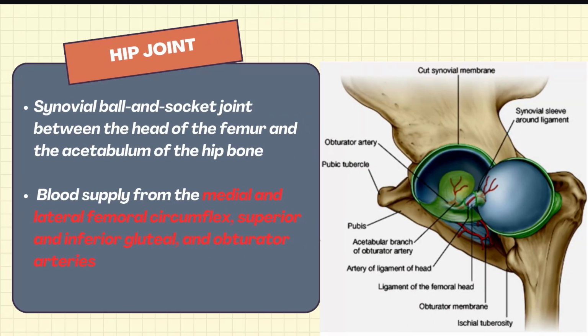Now let's start talking about the hip joint. The hip joint is a synovial ball and socket joint, and it's between the acetabulum and the head of the femur. We've mentioned all this a lot of times. We should have this memorized by now. The hip joint is supplied by the medial and lateral femoral circumflex, the superior and inferior gluteal, and obturator arteries. Have these arteries memorized for the blood supply of the hip joint.